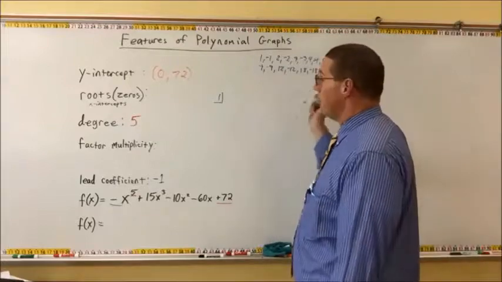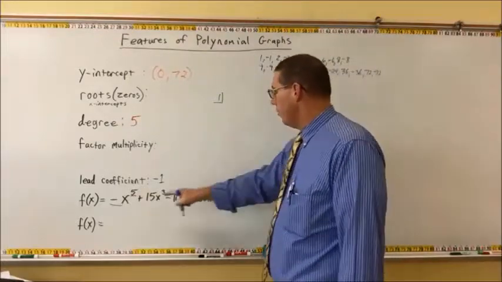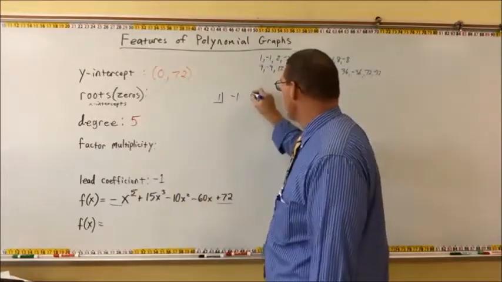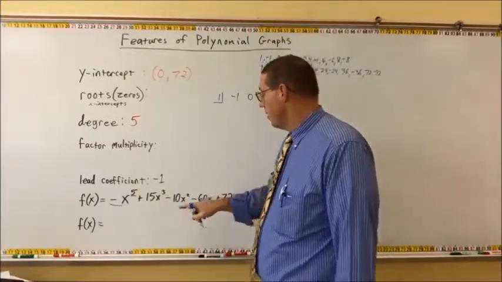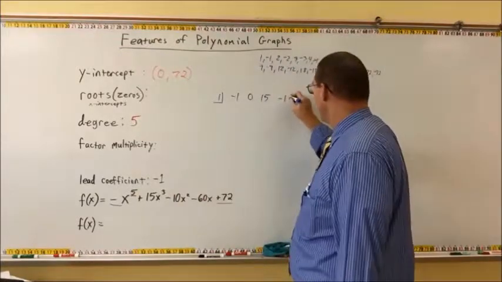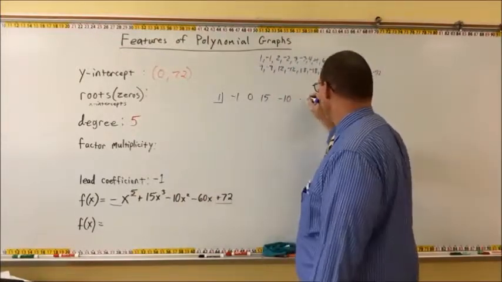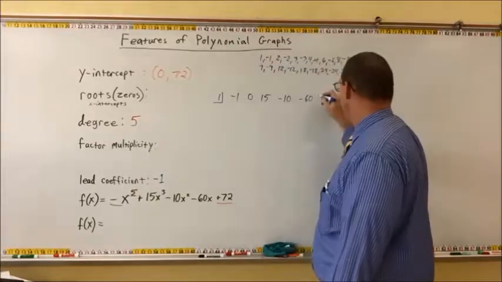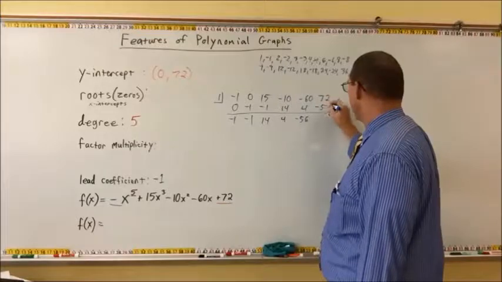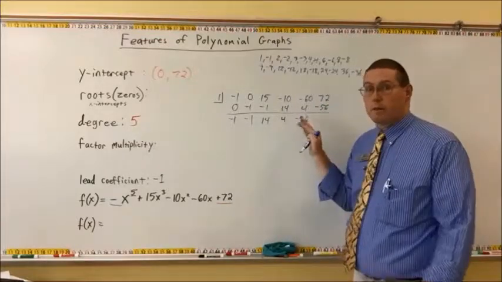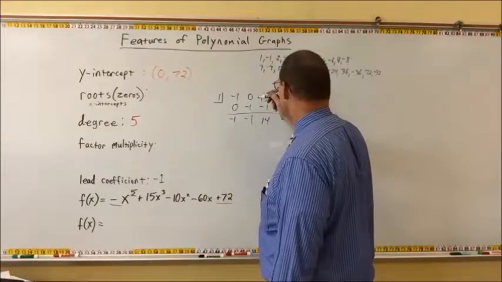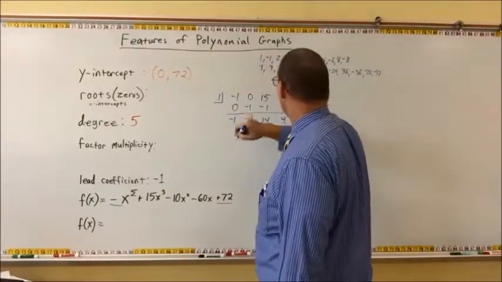All right, so we're just going to try all these numbers. We're going to put a 1 in. We've got a -1. And then look, there's no fourth power term in the polynomial, so we have to put a 0 in. We've got a 15. We've got a -10. We've got a -60. And we've got a 72. Times 1 is -56, and I can stop there. That's not going to be 0. So if it's not 0, then it's not a factor, okay? So we're going to knock 1 off.